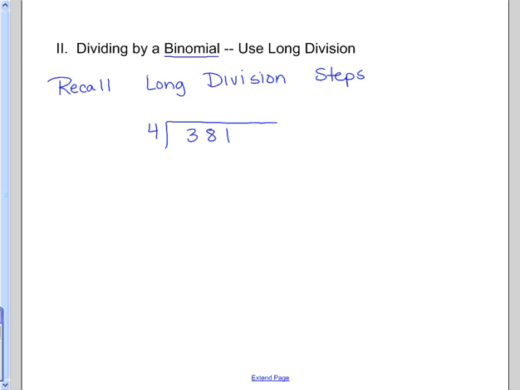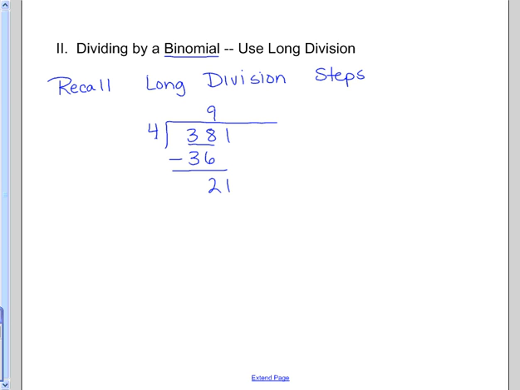So we have 4 divided into 381. Remember the steps without a calculator. 4 will go into 38. How many times? That would be 9. Then once we get the 9, you multiply. 9 times 4 will be 36. The next step is subtraction, which will be 2. And then we bring down the next number, start the division over again.